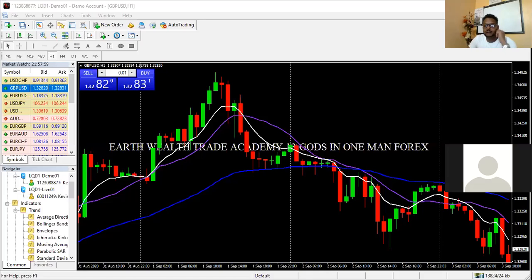All right, so we're going to look at market structure this morning. And basically, the market can only go three different ways. The market can go up, down, or sideways. In other words, the market can go up, which is bullish. The market can go down, which is bearish. Or the market can go across, which is known as contracting or consolidating.